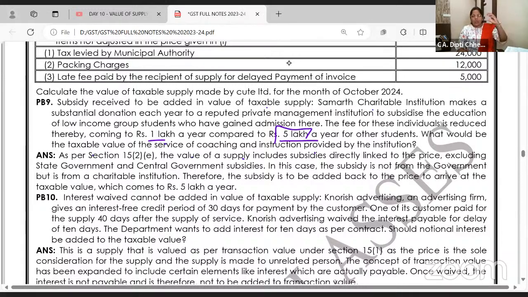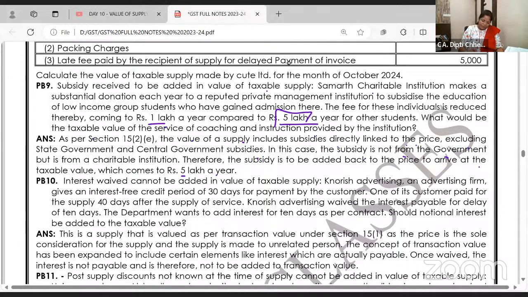5 lakh. How to remember is no emotions. Emotions किसके लिए है? Central government and state government subsidy. Okay. So as per section 15(2)(e), if you don't remember, write down as per section 15 of CGST Act 2017. Whatever sections I am teaching, they are all of CGST Act. The value of supply includes subsidies directly linked to the price, excluding state government or central government. And this subsidy is not from government, it's from a charitable institute. So these subsidies will very well be a part of the transaction value and 5 lakh के ऊपर सब charge होगा. अच्छा है, clear है.